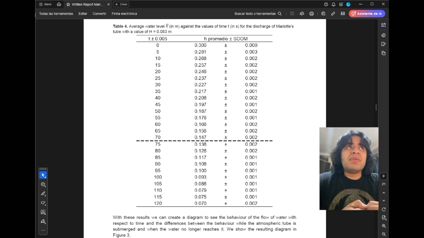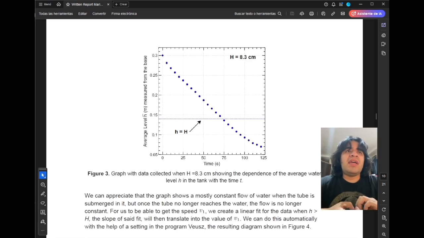As a result, we obtain a new data set that is based on our experimental measurements, and this can be seen in table 4. To better visualize this new dataset, we used Vernier software to obtain a graph that would show us the relationship between the average level of water and the time. The graph we obtain is figure 3. This graph can help us understand better how the flow behaves during the experiment.